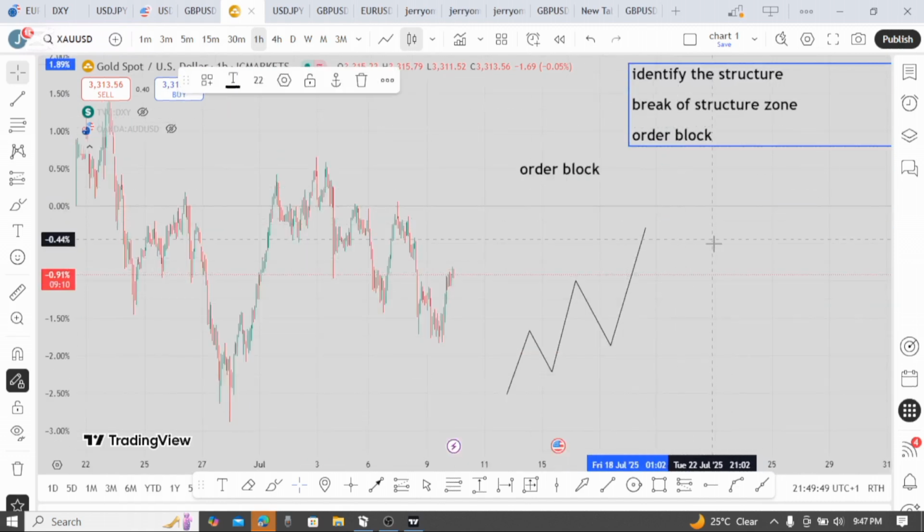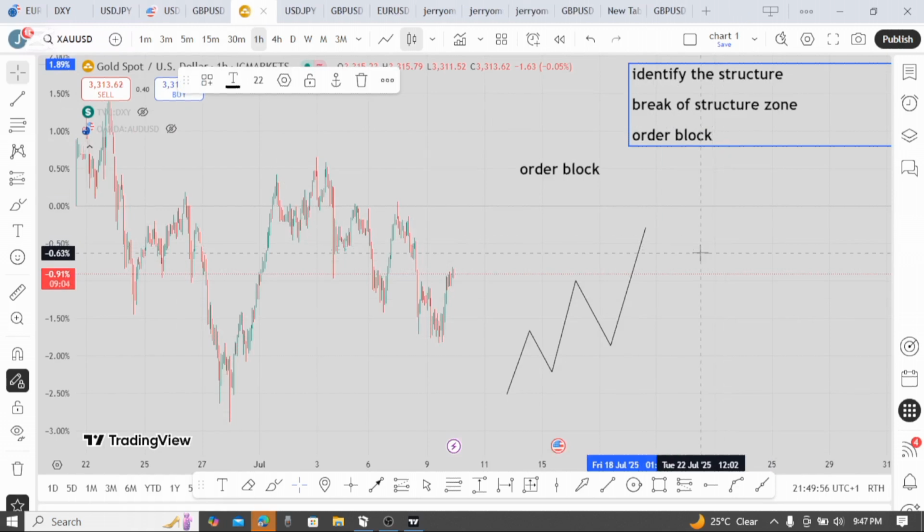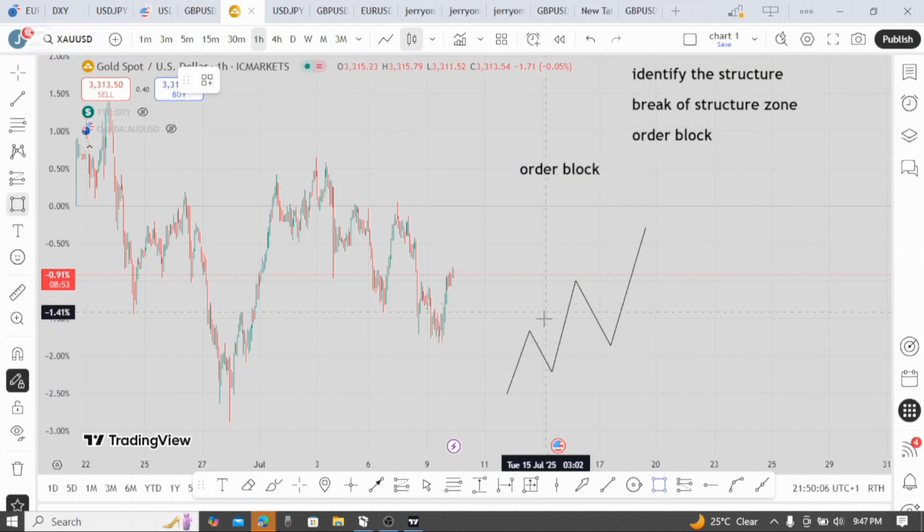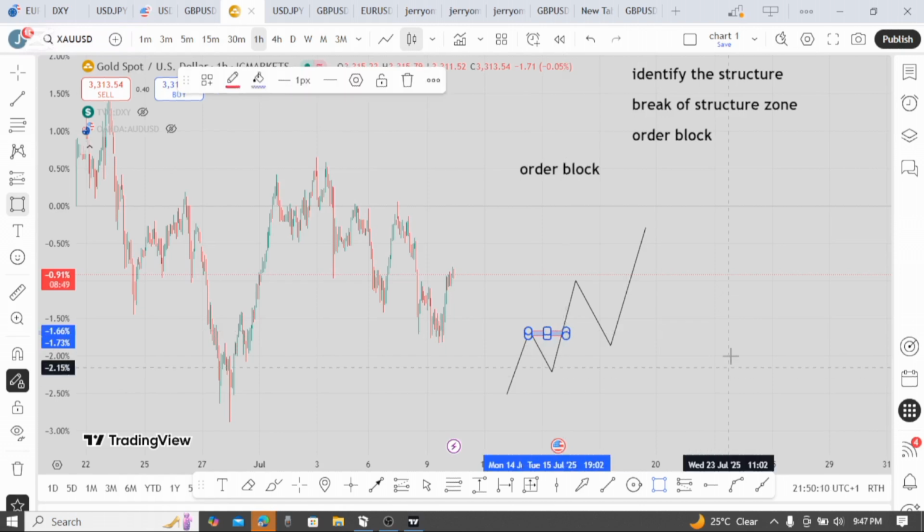I said first thing, you have to identify the structure. Let's assume that what we are trading is on a bullish trend. Now this is a bullish trend. Secondly, what you need to do is find the break of structure zone. Now this is the break of structure zone. This is where we'll see the break of structure.